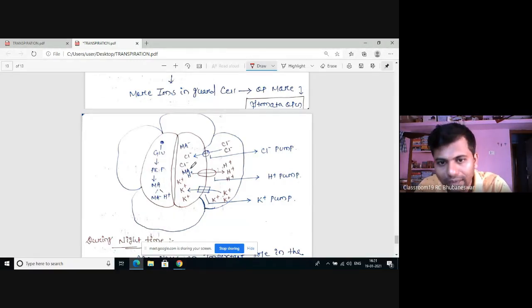Now the concentration of H plus is high inside the guard cell. Then the guard cell membrane contains an H plus pump. So by the H plus pump, the H plus from the guard cell is pumped into the subsidiary cell. Then due to the pumping of H plus from the guard cell into the subsidiary cell, what happens?